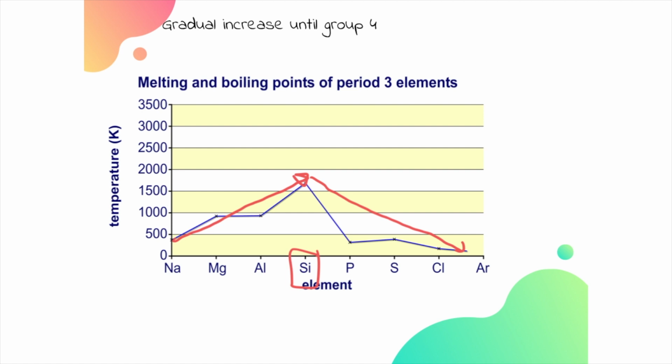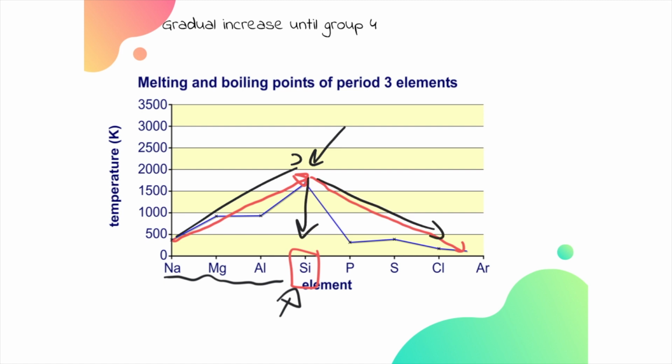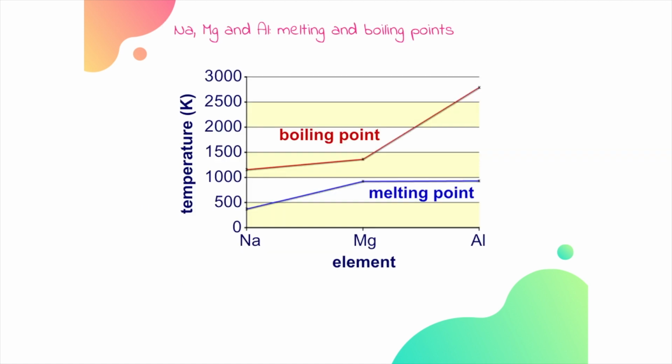How are we going to explain this physical property? How are we going to explain the increase and then decrease in melting points? First, the increase has to do with the metallic structure of elements, and the peak at group 4 has to do with their macromolecular structure. Finally, the decrease has to do with the fact that nonmetals like chlorine and argon have weak intermolecular forces. I'm going to go into details about each one of those. So let's start with metals.